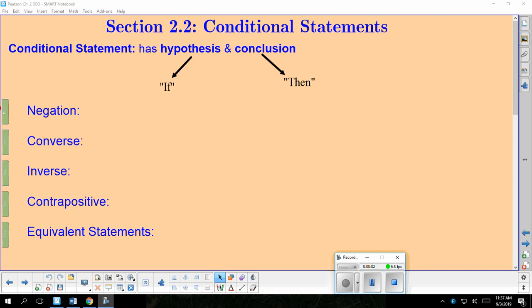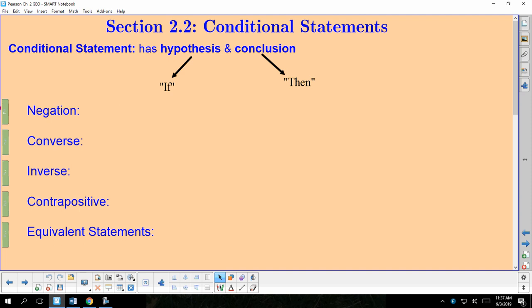All right, on to section 2.2 on conditional statements. So, the book's going to use some notation that we need to get used to. Okay? A conditional statement has a hypothesis and conclusion.